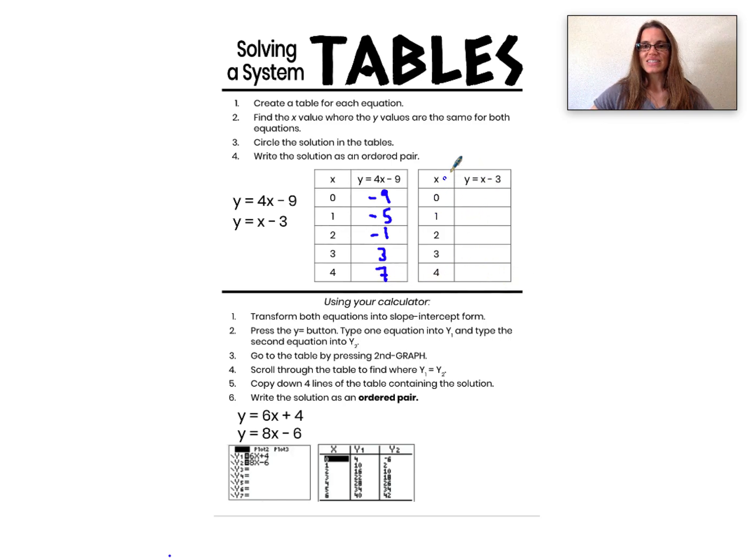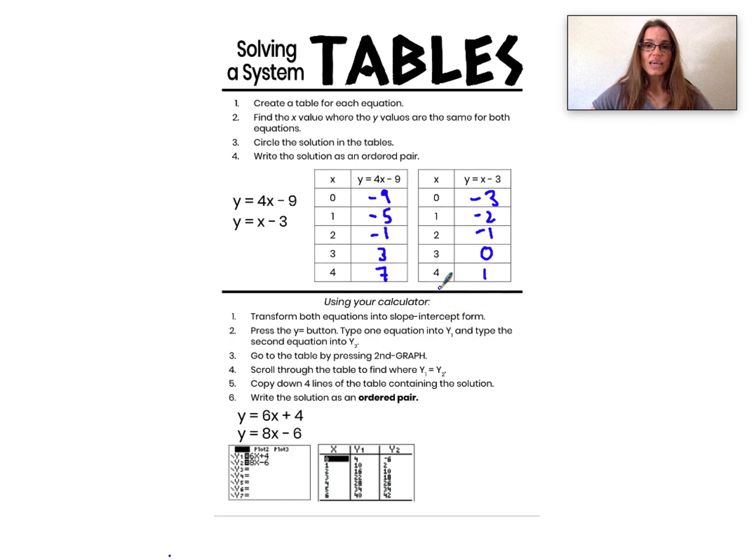Similarly, I could evaluate the second equation for each of these values of x. I could plug in 0 for x, 1 for x, 2 for x. Or I can use the start value of negative 3 and the rate of change, which is an invisible positive 1. So add 1, add 1, add 1, and add 1.